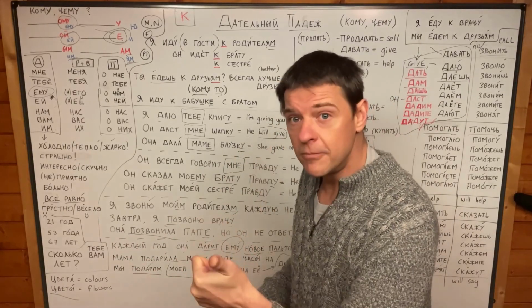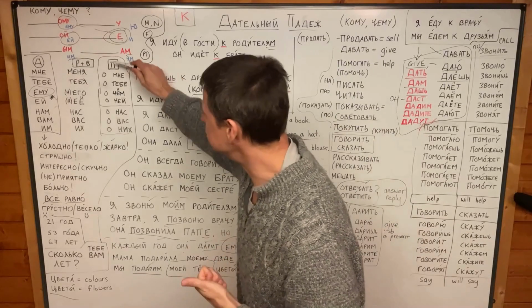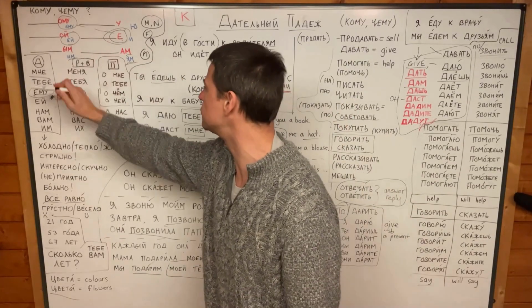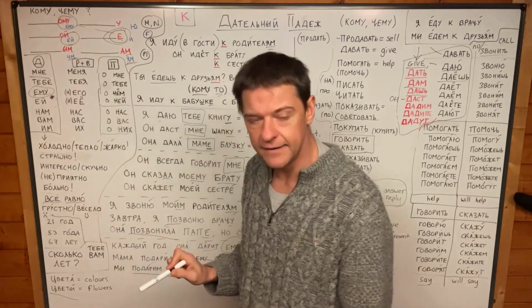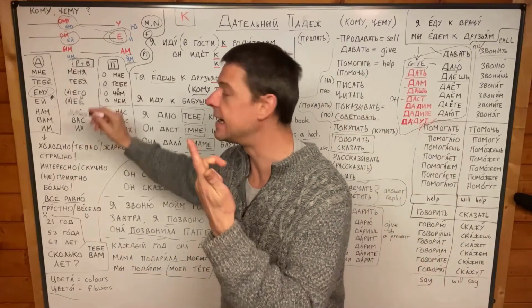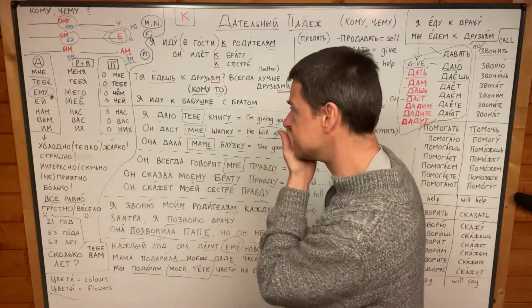And after о, about, it's prepositional, which is why предложный падеж. If you want to say he's thinking about me, it's он думает обо мне. This is me in the prepositional case. You remember that меня is me in genitive or accusative.